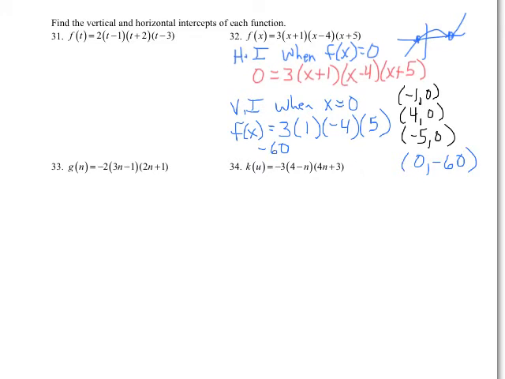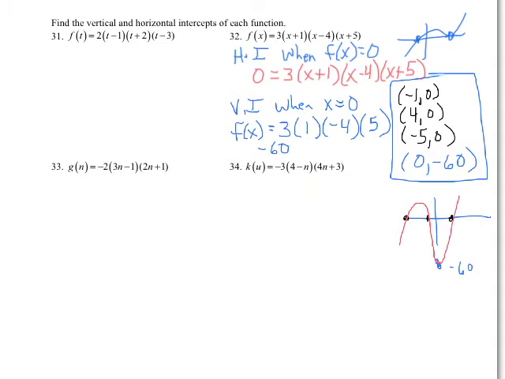And we could use this information to draw a rough graph of the function if we wished. Here we have a crossing at -60, and then we also cross at -1, -5, and 4. And so we have some sort of function which probably does something kind of like that. And we'll get into graphing it more later, so don't worry about that aspect. Right now we're just identifying the intercepts.